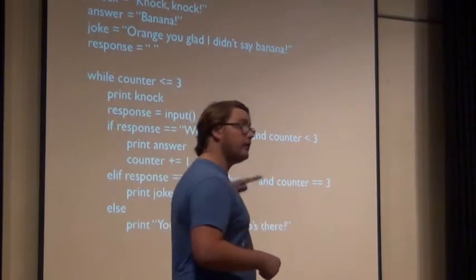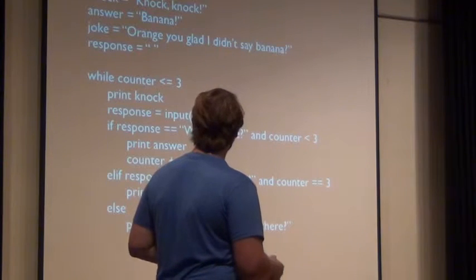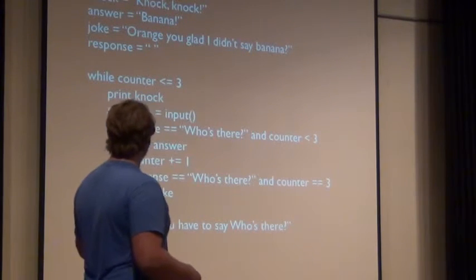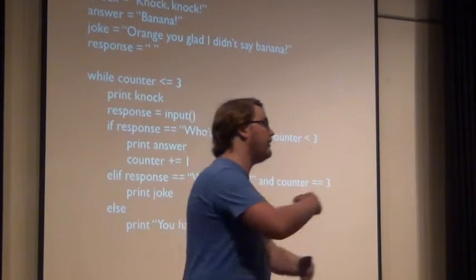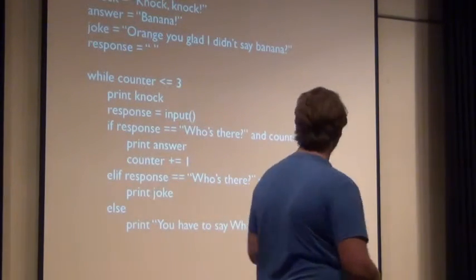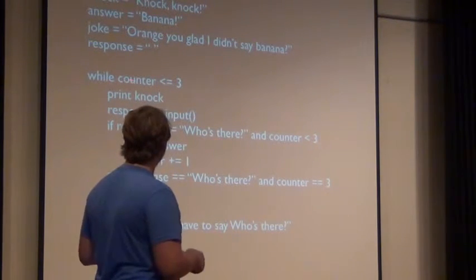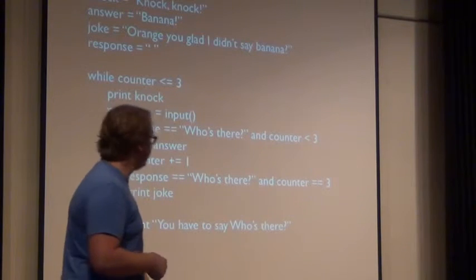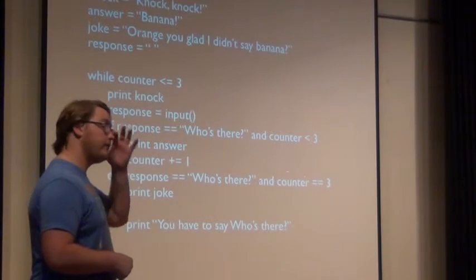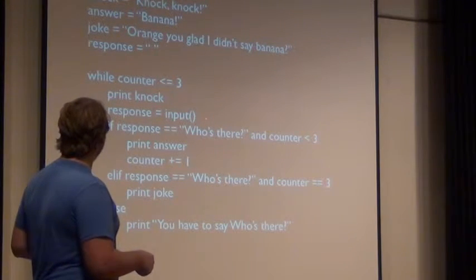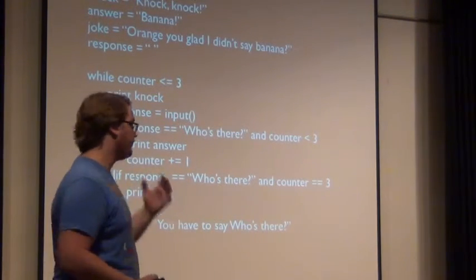So once we're done declaring, we get down to our while loop. And the while loop says while the counter is less than or equal to 3. So as long as the counter is less than or equal to 3, it'll keep going through this while loop. So what happens inside the while loop? It prints knock, so this is knock knock. It gets down here to response. And when the Python compiler sees response equals input, it knows to wait for the user to provide an input.